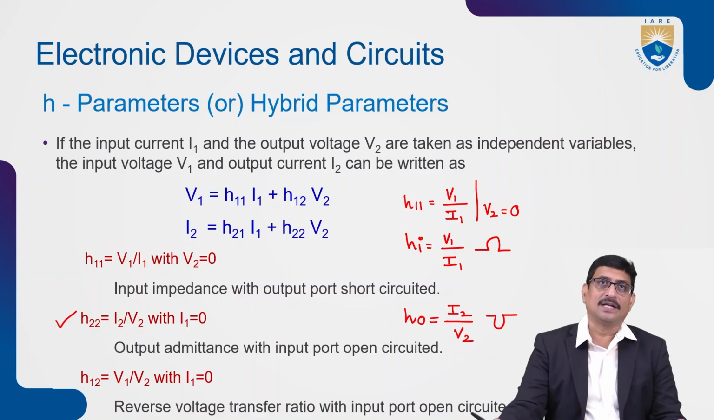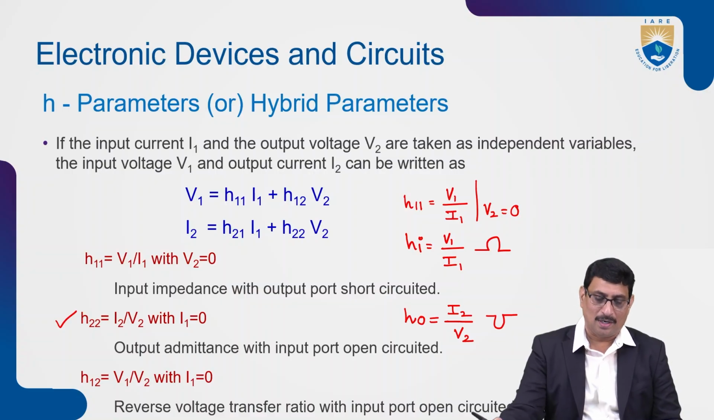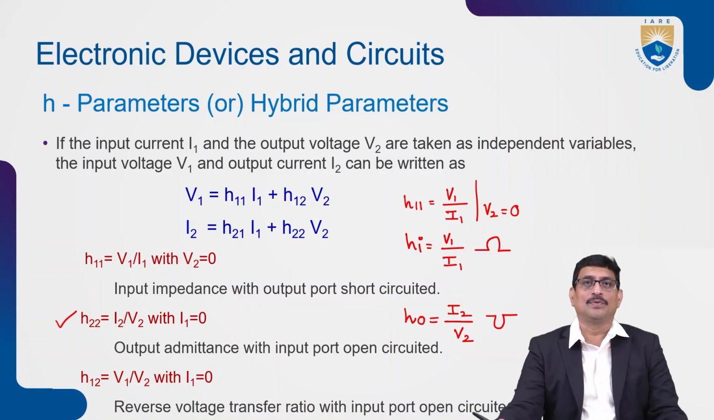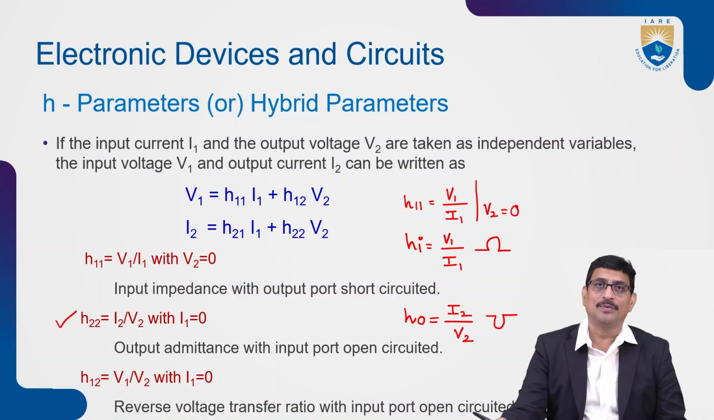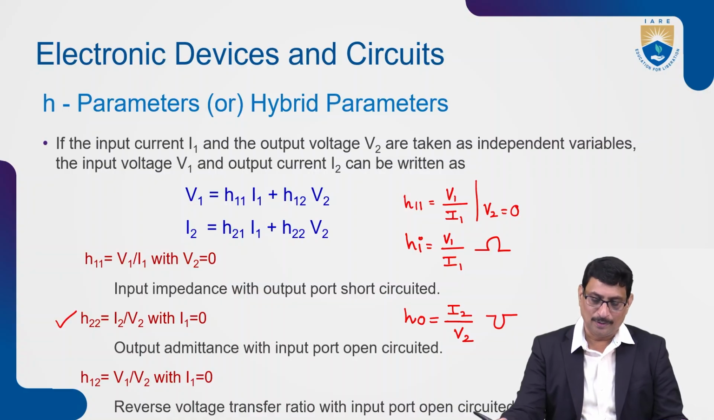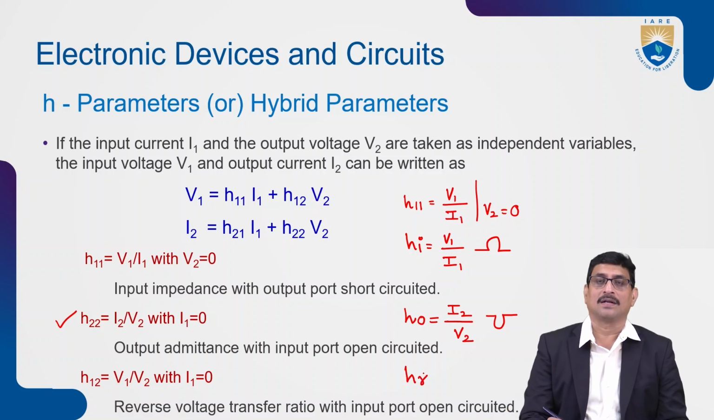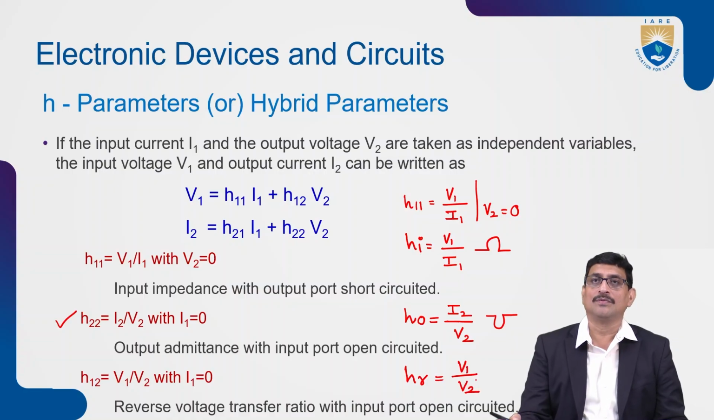Next, another parameter, H12. H12 is the ratio of V1 to V2 by keeping I1 equal to 0. It is the ratio of input voltage to output voltage. Usually gain is output divided by input, but this is the ratio of input voltage to output voltage. Therefore it is called the reverse voltage transfer ratio or reverse voltage gain with the input port open circuited, which is denoted with the symbol Hr, where Hr is equal to V1 by V2, which is a ratio of voltages. Therefore it has no dimensions.